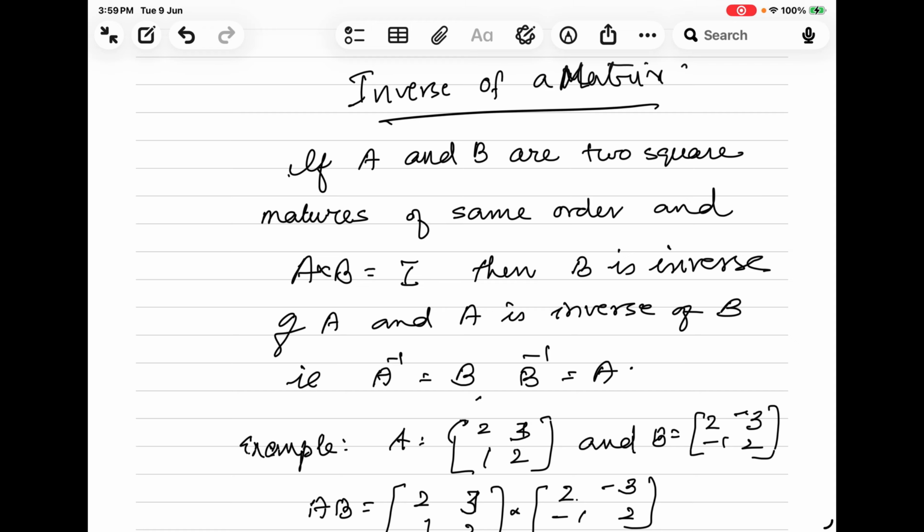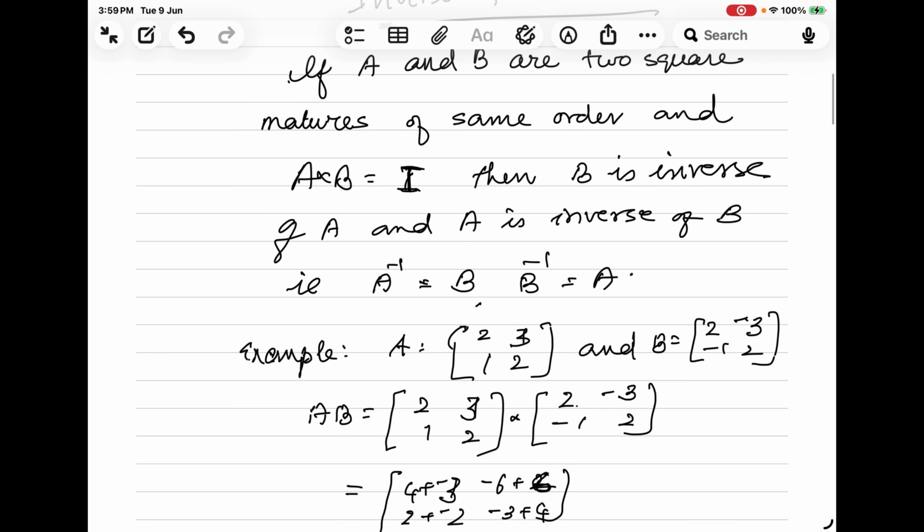If A and B are two square matrices of the same order and A into B equals I, the identity matrix, then B is the inverse of A and A is the inverse of B. That is, A inverse equals B. We do not write it as A raised to minus 1 here. We read it as A inverse equals B and B inverse equals A.